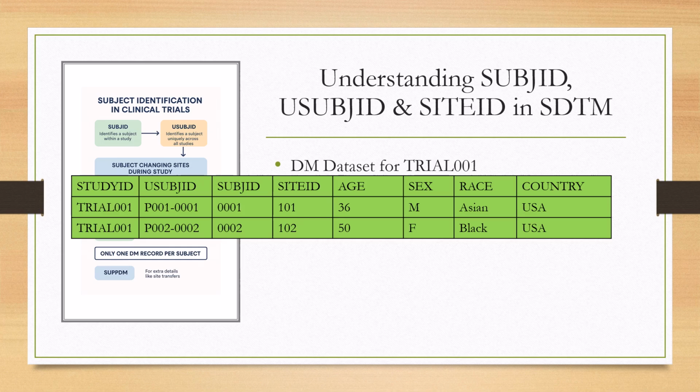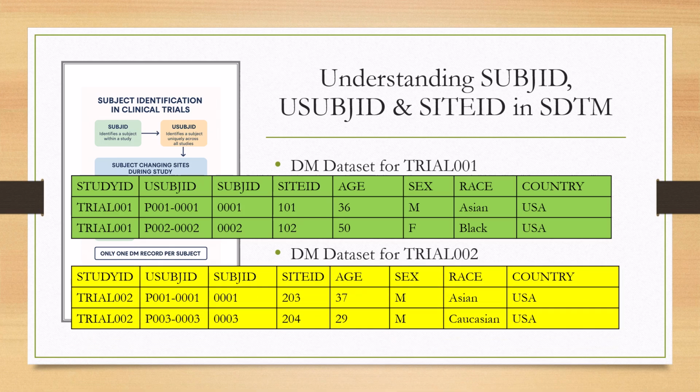Now let's say the first subject, subject number 001, having this USUBJID in trial 001 as P001001, also enrolls in another trial, say trial 002. Then what should be the USUBJID and the subject ID for this subject in the second trial it enrolls in, and how will we identify that this subject has enrolled in more than one trial?